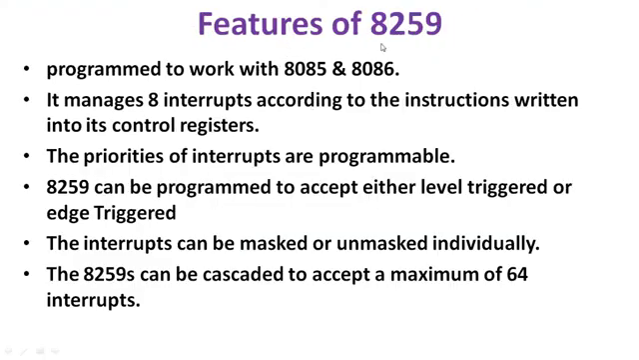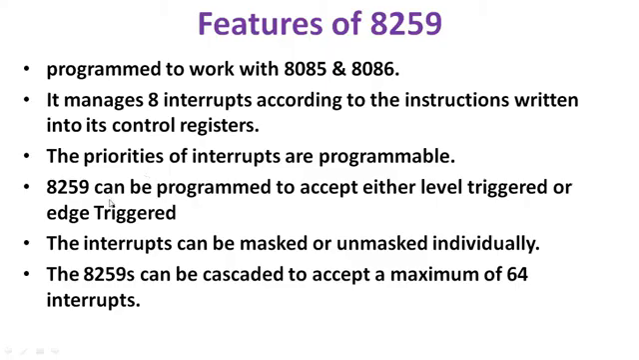Next thing is features of 8259. So it is programmed to work with 8085 and 8086 as well. Then it manages 8 interrupts according to the instructions written into its control register. So each single 8259 IC can handle at the max 8 interrupts. The priorities of interrupts are programmable. As we have seen in the previous video, 8259 has interrupt mask register, interrupt service register, interrupt priority register and interrupt request register. So out of those 4 registers, interrupt priority register is used to decide the priorities.